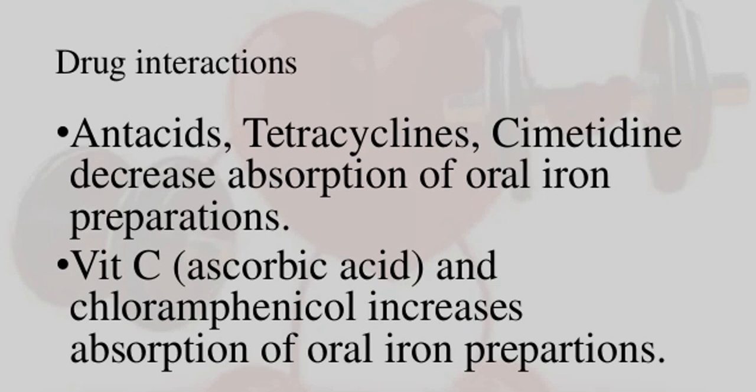Okay, next is drug interactions. What are drug interactions? For example, antacids, tetracyclines and cimetidine decrease absorption of oral iron preparations. Next one is vitamin C, also known as ascorbic acid. Its other name is ascorbic acid. And chloramphenicol increases the absorption of oral iron preparations.